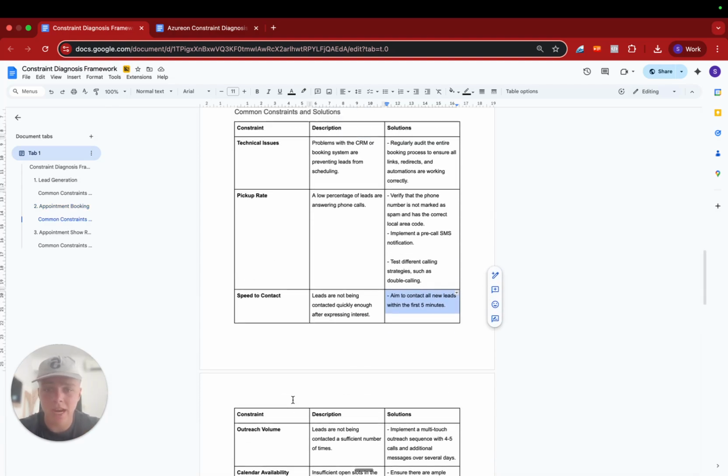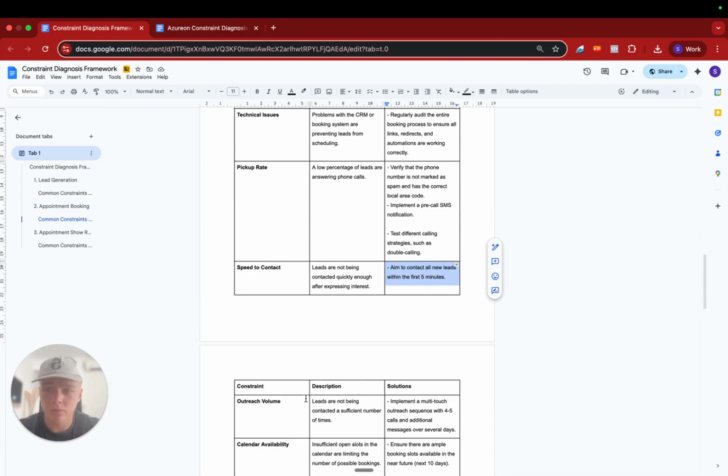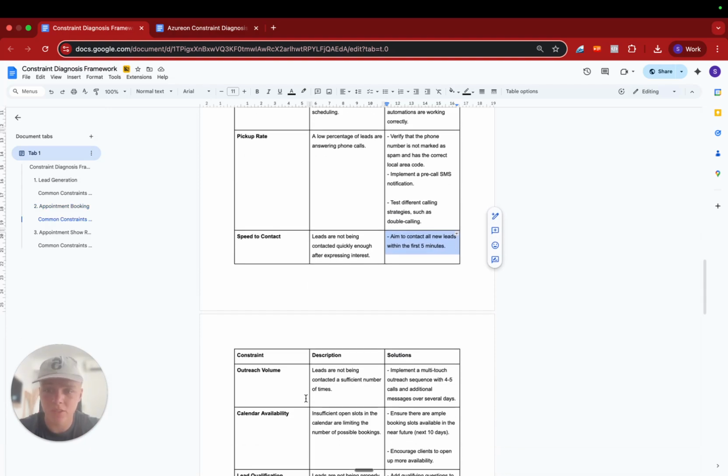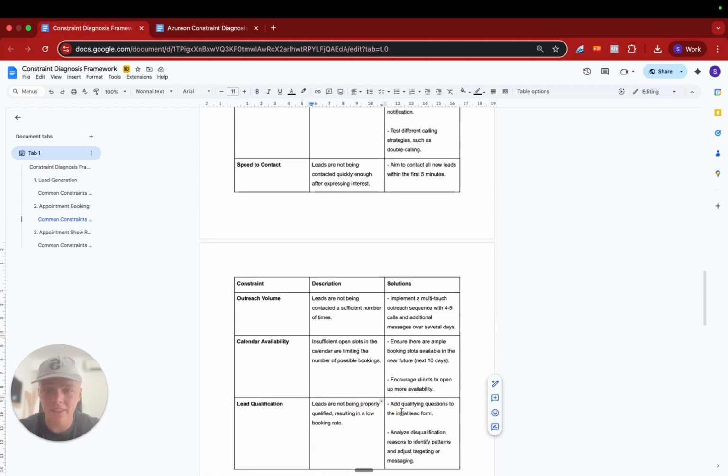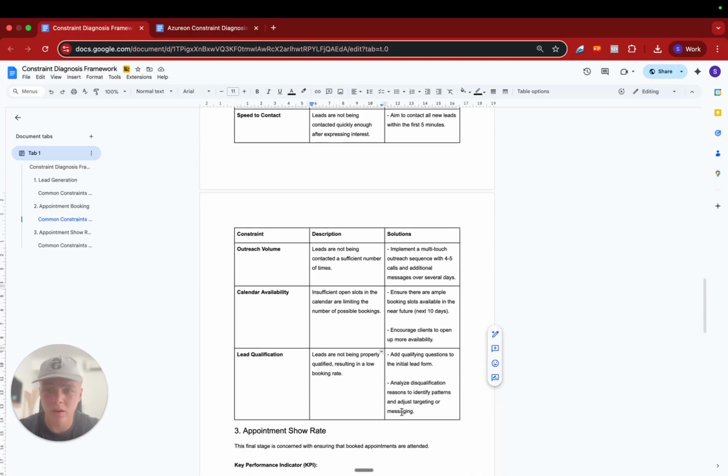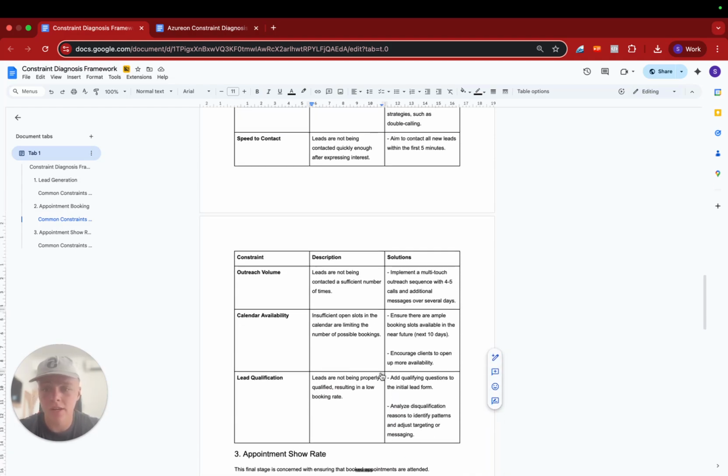What is the outreach volume? Are we calling 2, 3 times a day on average, 7 days a week? What does your availability look like? And is there any lead qualification? Have we added different steps to ensure that people are booking in, and also showing up?